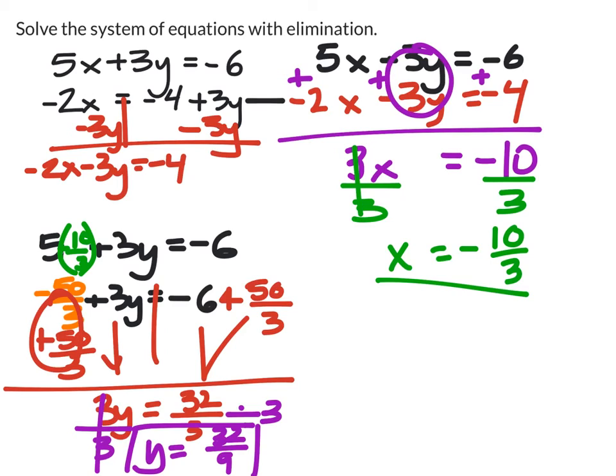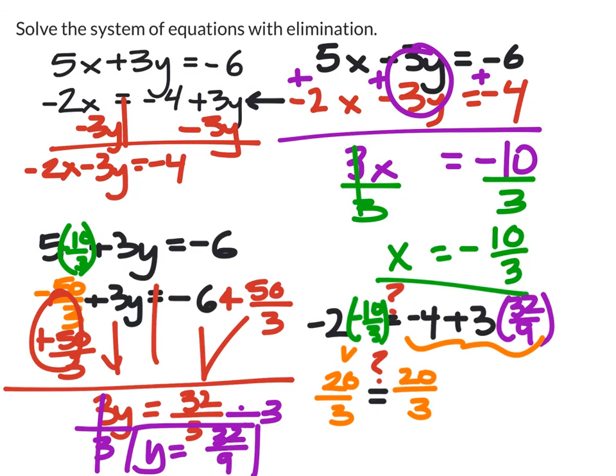But the last thing I do want to do is just check the bottom one to make sure it gives us a true statement, which is -2x equals -4 plus 3y. And I'm going to do all the work here once. So there you have it. I put the left side in my calculator, I got 20/3. I put -4 plus 3 times 32/9 in my calculator. I got 20/3 as well, which means that's a true statement right there.